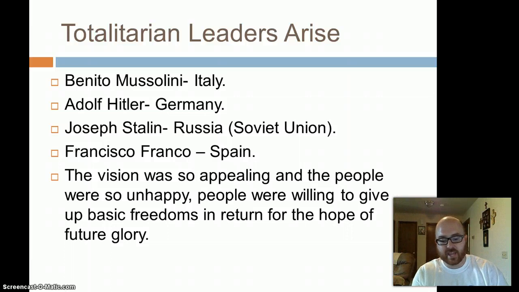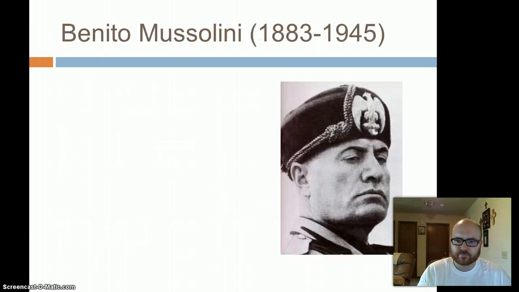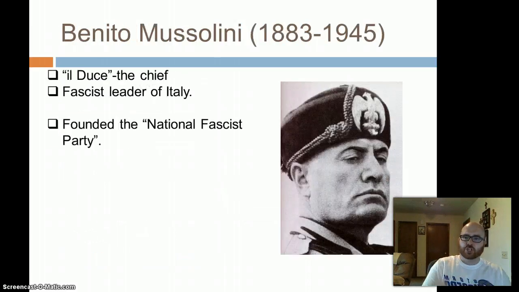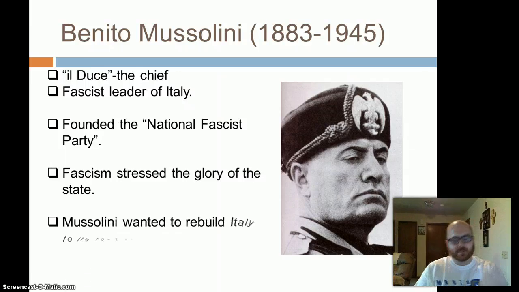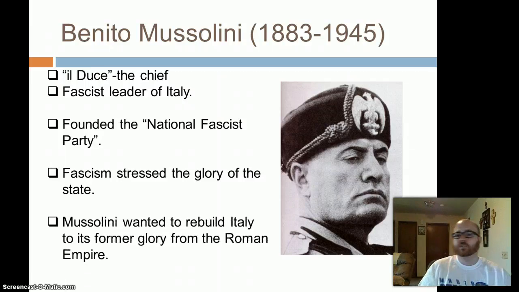And so they talked a good talk, and people listened to them, and that's going to help them become great leaders. People were so fed up with the way things were going that they were going to listen to these people. Alright, first we start out with El Duce, the chief, Benito Mussolini. He was a fascist leader of Italy and founded the National Fascist Party. Fascism elevates the glory of the state. It's all about the state, the state, the state. Mussolini's prime goal was to recreate the former glory of the Roman Empire, to make Italy great again in the world.